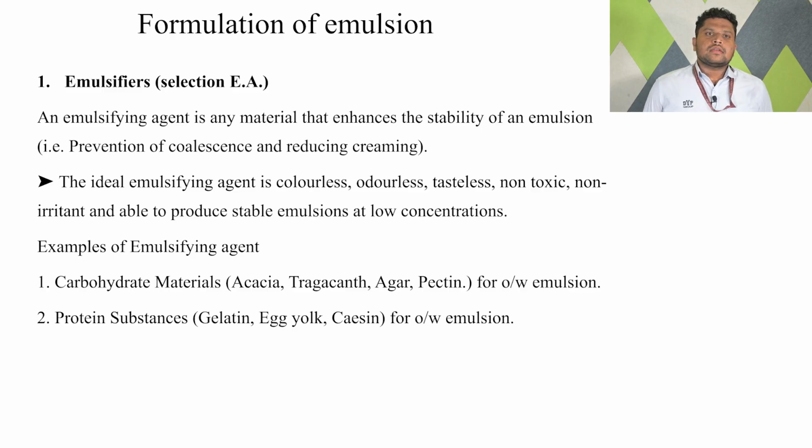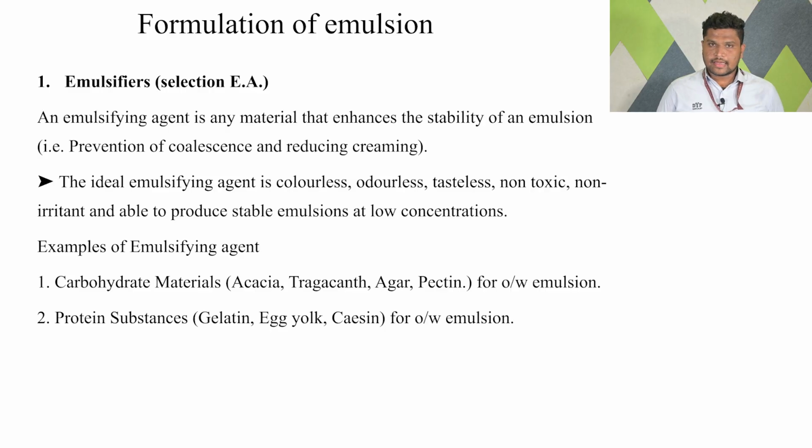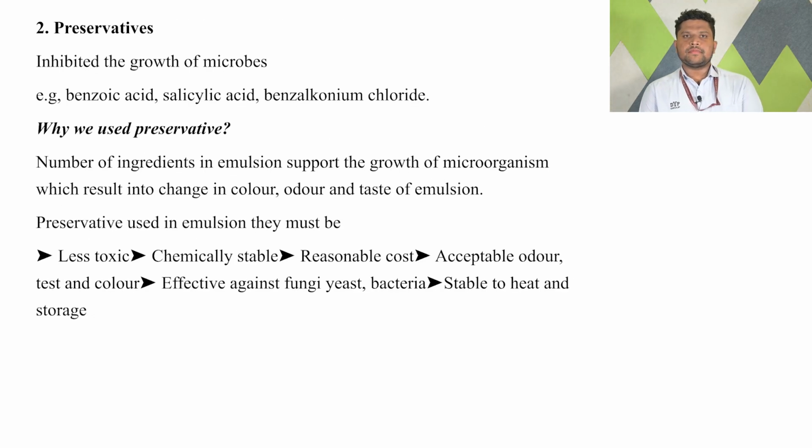Examples of emulsifying agents are listed there: carbohydrate materials like acacia, tragacanth, agar, pectin for the oil in water emulsion, and protein substances like gelatin, egg yolk, casein for the oil in water emulsion. Please note the carbohydrate materials and the protein substances, which contain gelatin, egg yolk, and casein. The second major ingredient we use in the emulsion is preservatives.